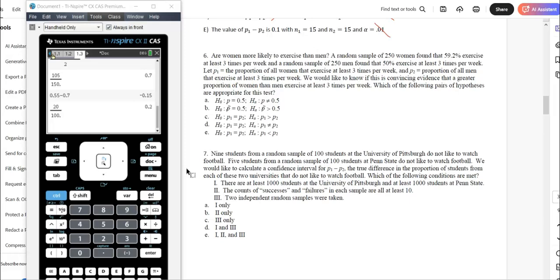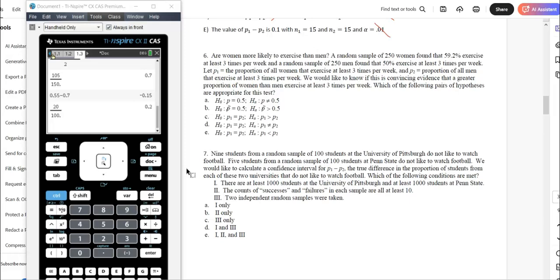Are women more likely to exercise than men? A random sample of 250 women found that 59.2% exercise at least 3 times per week. And a random sample of 250 men found that 50% exercise at least 3 times per week. Pretty close, but women seem to be ahead. Some evidence anyway. The proportion of all women who exercise at least 3 times per week is P1, and men is P2 there. We would like to know if there's convincing evidence that a greater proportion of women than men exercise at least 3 times per week.